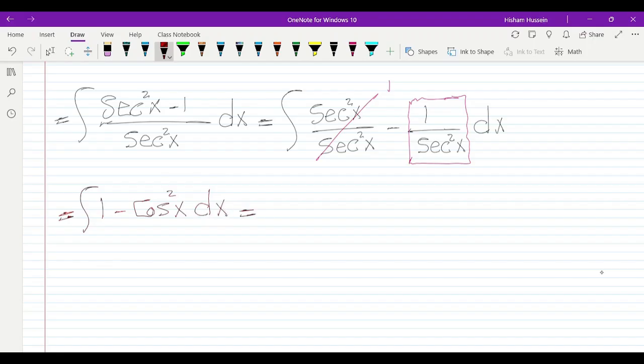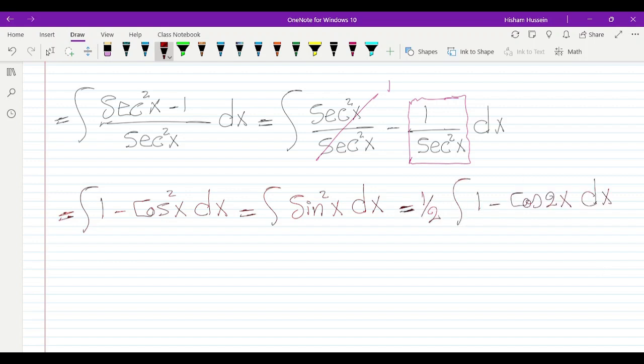Okay, 1 minus cosine squared is sine squared, as we know. So how to evaluate the integration of sine squared? Transform the sine squared using the double angle rule: half integration of 1 minus cosine 2x. This equals half, the constant out of the integral as it is. What's the integration of 1? This is x. What's the integration of cosine 2x? This is sine 2x divided by 2, plus c.